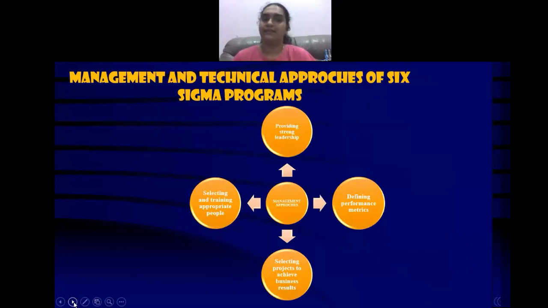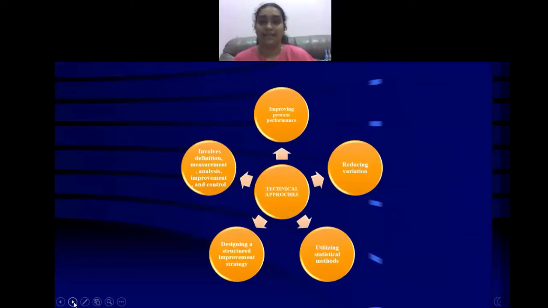So the next one is management and technical approaches of Six Sigma programs. In these Six Sigma programs, there are 2 types of approaches, and the first is the management approach, which has 4 parts. The first one is providing strong leadership, defining performance metrics, selecting projects to achieve business results, and selecting and training appropriate people. So next we move on to the technical approaches.